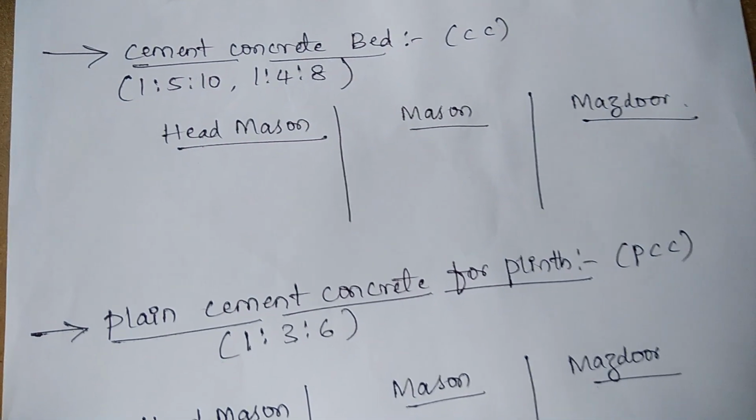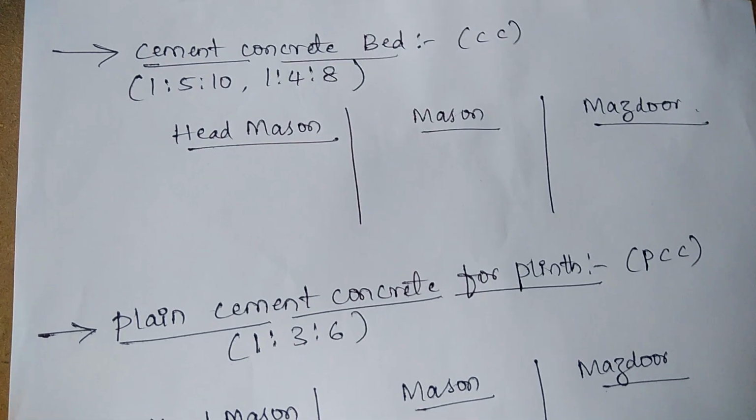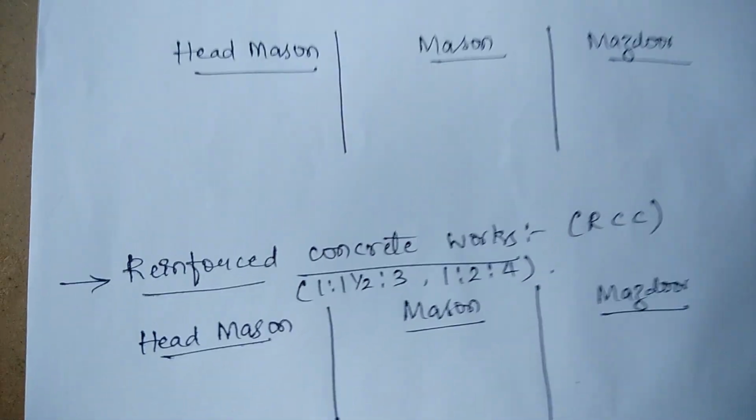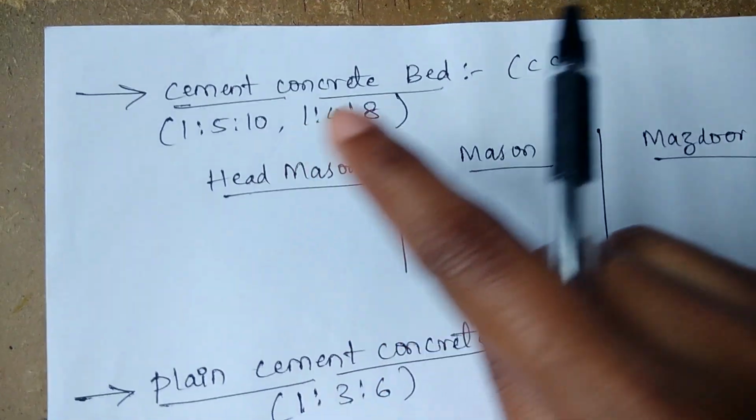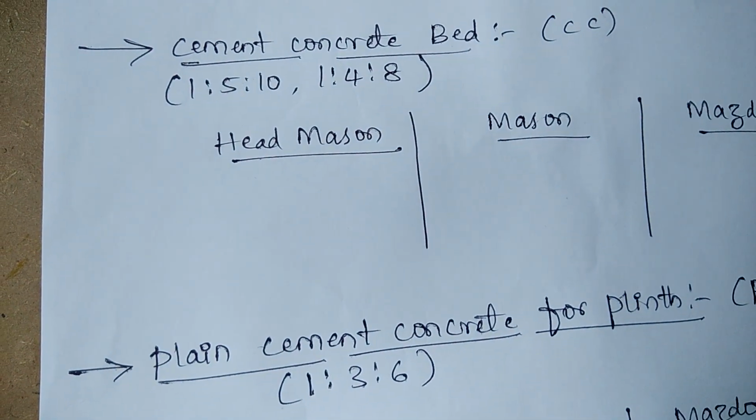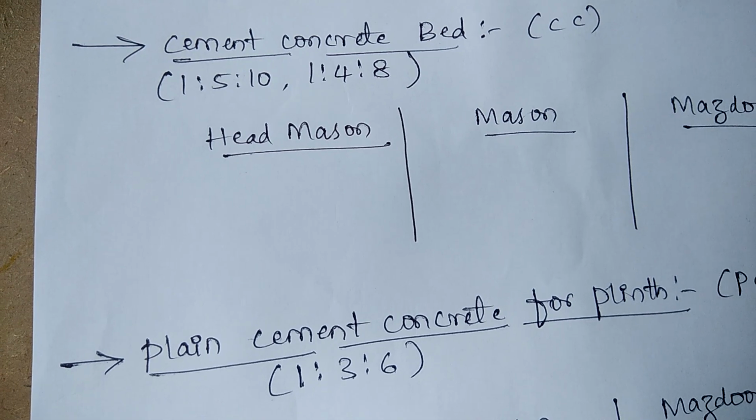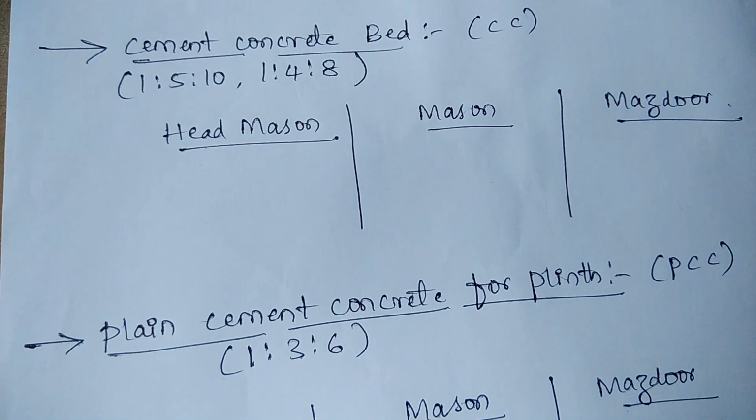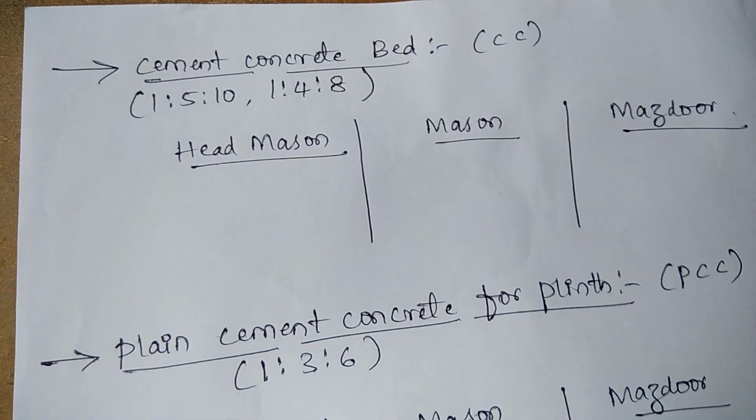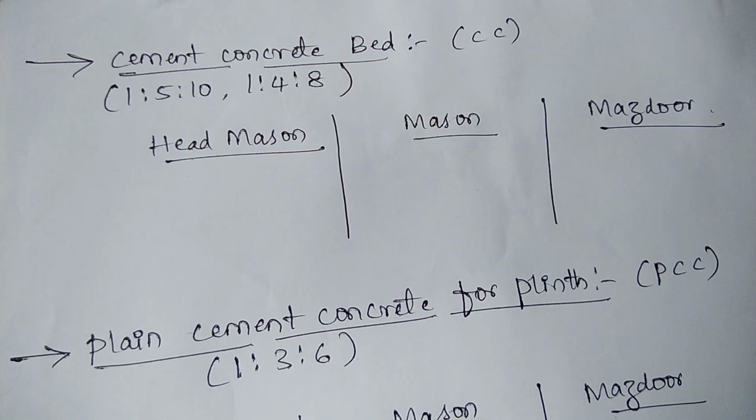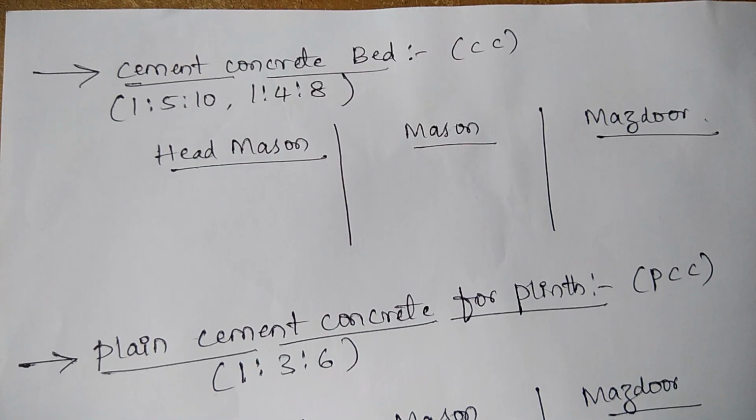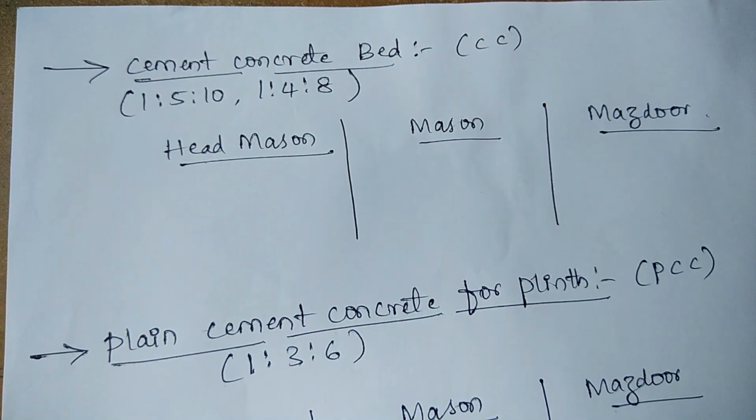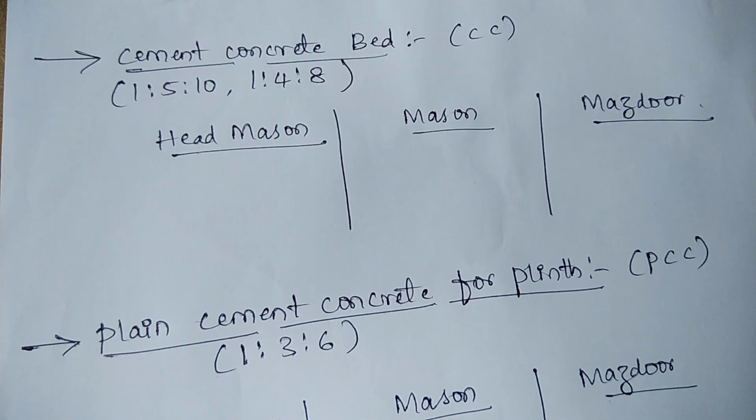Now I will be finding the quantity of labor for cement concrete bed, and then the PCC bed, and then the RCC work. Here for cement concrete bed, whatever the proportion they may give you in the question, whether it may be 1:5:10 or 1:4:8 or 1:3:6, for any kind of proportion the quantity of labor remains same. Now the type of labor which are used for the construction purpose are, one is the head mason, and other is the mason, and then the Mazdoor.